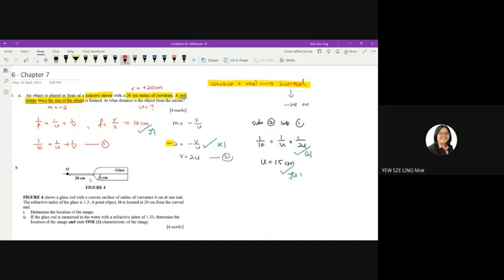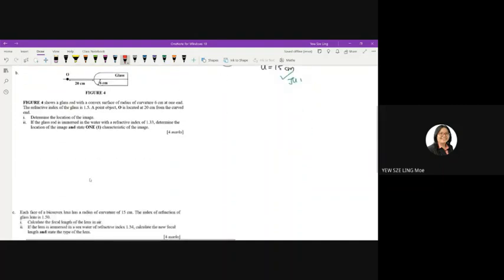So now let's look at 6B. 6B, figure 4 shows a glass rod with a convex surface. So now you have a convex surface right here of radius of curvature 6 cm. Now, why is it important to know whether it is convex or concave towards our object? Once again, it's going to affect the sign convention. So in this case, you have a convex surface, so convex surface means your R is equal to a positive value, positive 6 cm at one end.